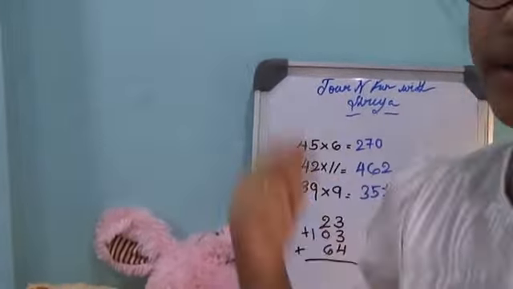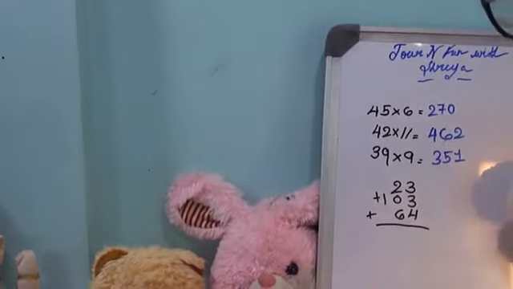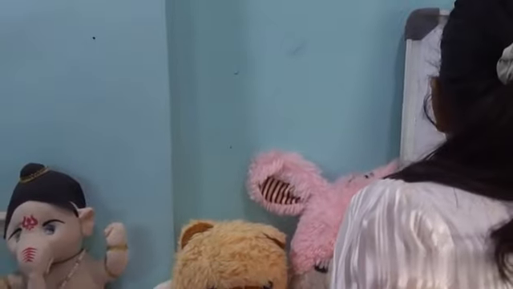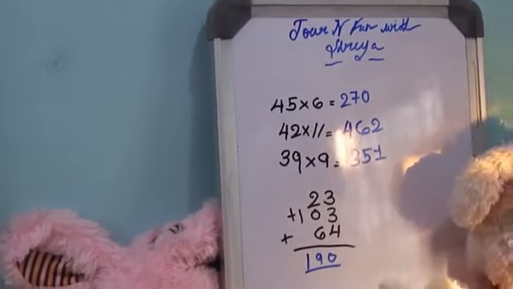So what's 103 plus 23? 126. What's 126 plus 64? 190. So this is the equation. You don't have to count with your hands or do anything mental.